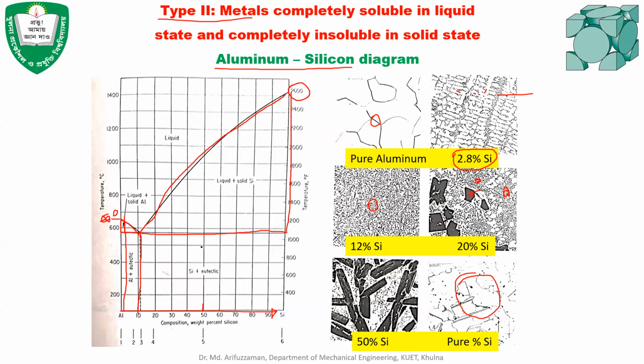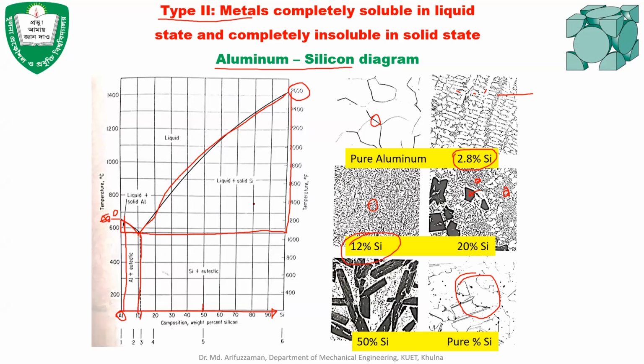No, it depends on the elements. For example, here for aluminum and silicon, it is 12%. If you use a different alloy system, for example aluminum with carbon, then it might be a different point, a different composition.